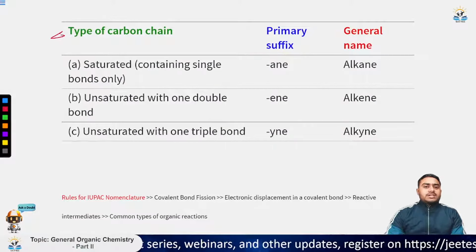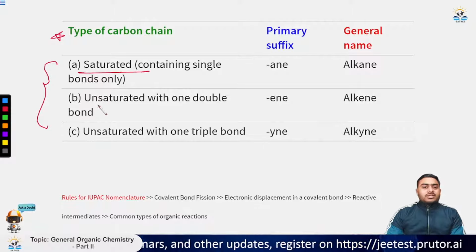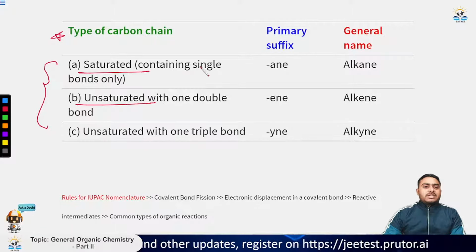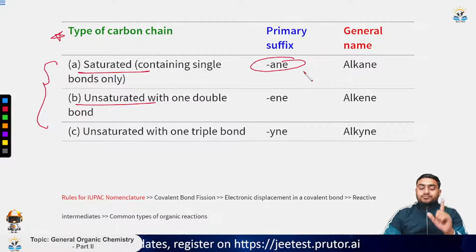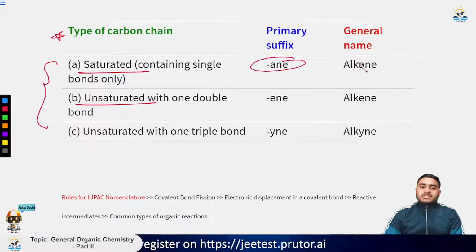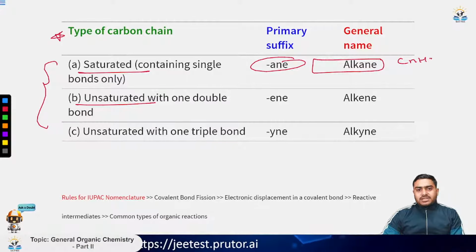Next you can see the types of carbon chain. Types of carbon chain can be of 3 types: saturated, unsaturated. Saturated means containing single bonds only. So for the primary suffix we have to use ane. What will be the primary suffix? Ane, and the general name will be alkane, and the general formula will be CnH2n+2.